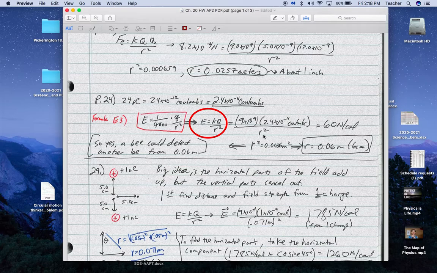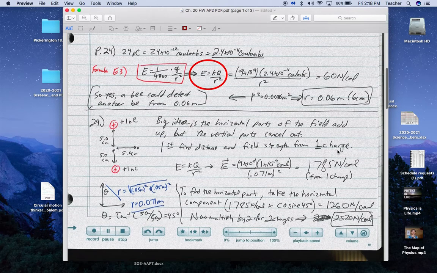So we have to solve for R. So when I do that, I get that that's 0.06 meters. So yes, up to 6 centimeters away, so that's a little less than 3 inches, a bee can detect another bee, which is actually kind of interesting. It can do that electrically. Maybe you felt that where you've been charged up on a carpet or close to lightning where the hairs stand up on your arms. Like, that's a weird feeling.